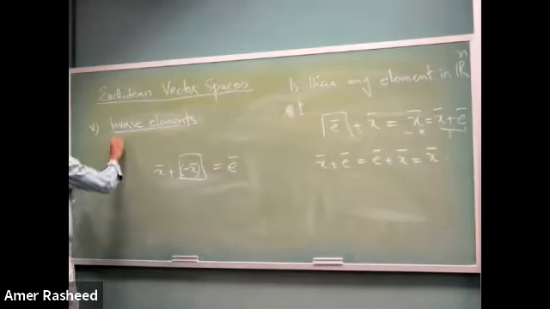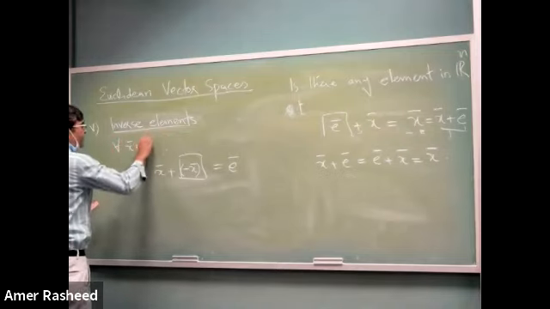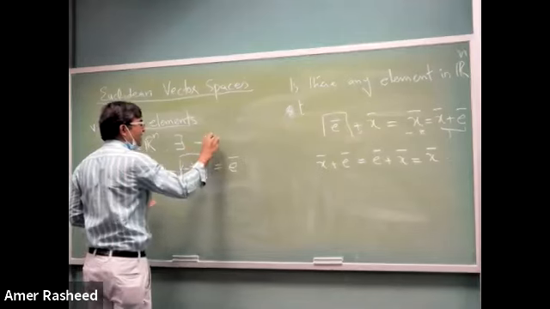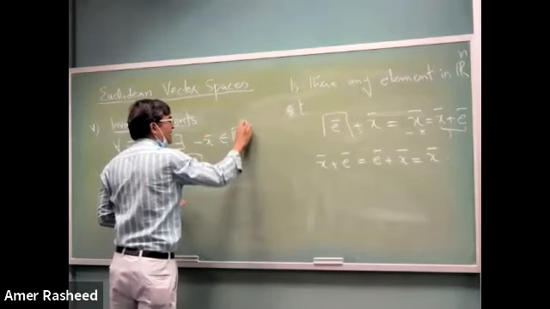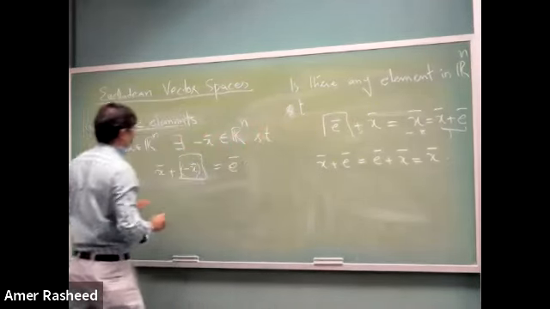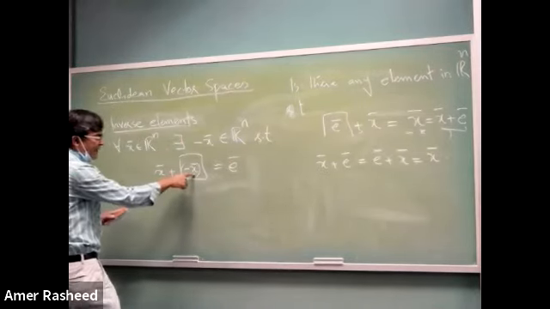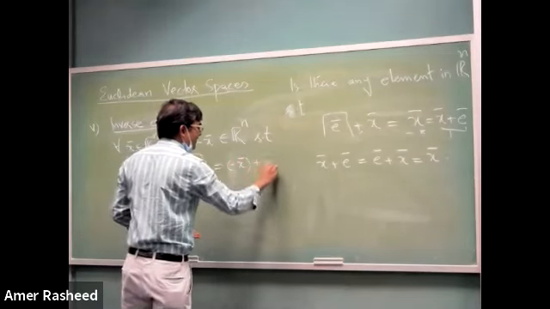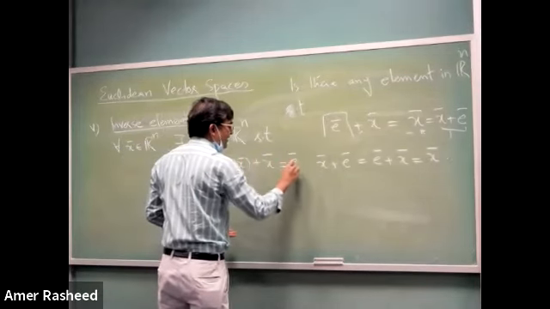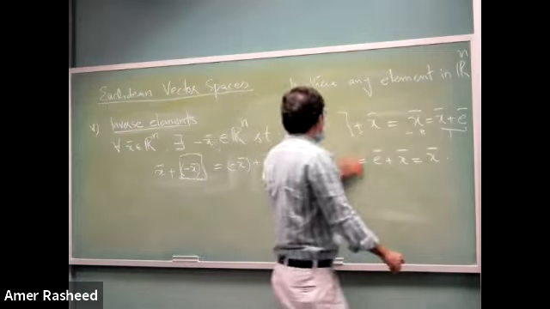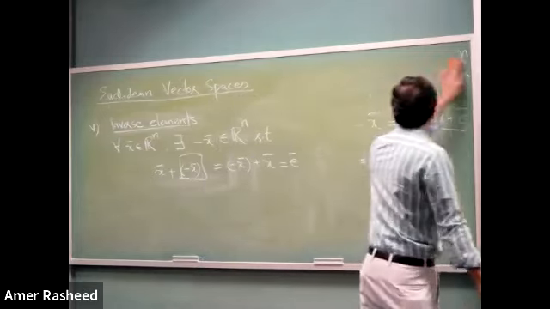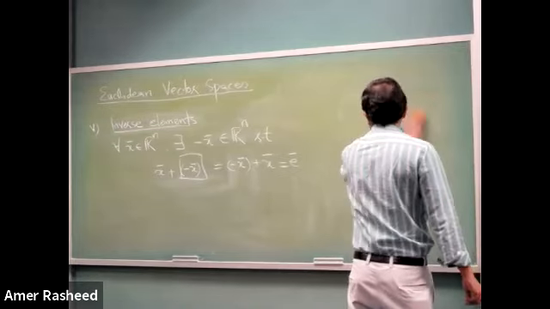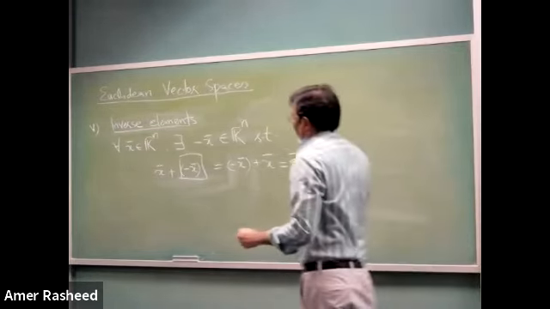What will we say? For all x belongs to Rn, there exists minus x belongs to Rn such that x plus minus x is equal to minus x plus x is equal to the identity element. This is how we check the inverse elements in any set, and this property is called inverse elements.